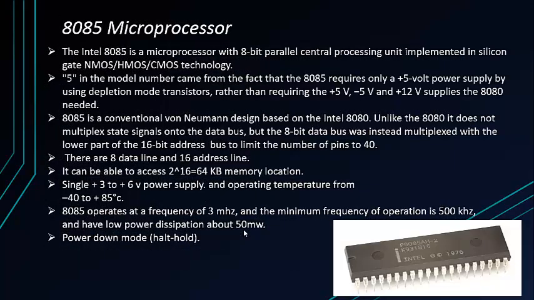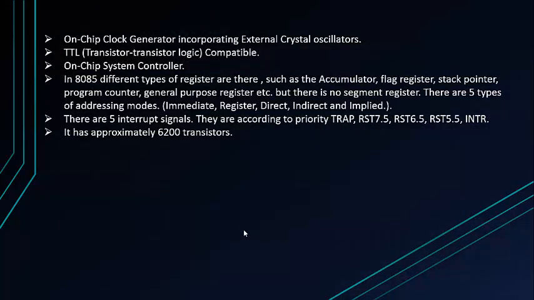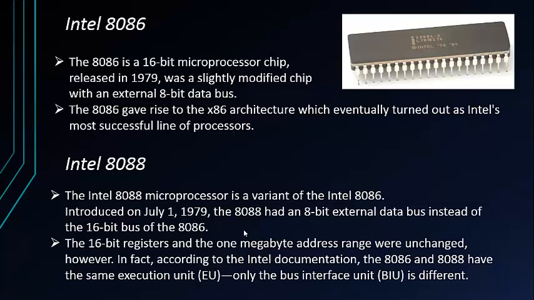The Intel 8085 is a conventional design based on the Intel 8080. Unlike the 8080, it does not multiplex state signals on the data bus, but the 8-bit data bus was instead multiplexed with the lower part of the 16-bit address bus to limit the number of pins to 40. The 8086 is a 16-bit microprocessor chip released in 1979. The 8088 was a slightly modified chip with an external 8-bit data bus.